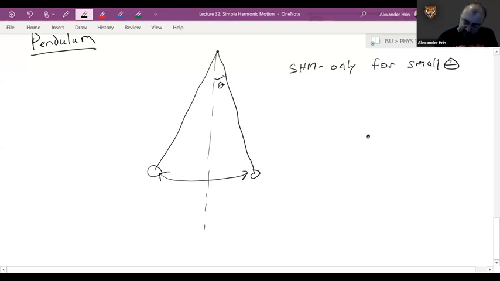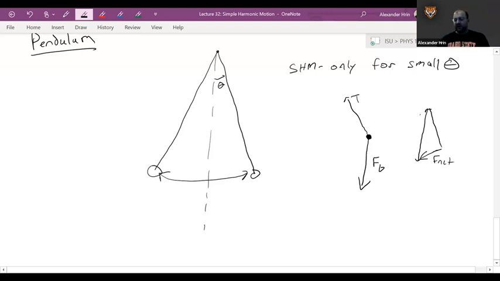Ultimately, if we were to do a free body diagram of this block, we would have our force of gravity, and then we'd have our tension force. The net force, F net, is basically just opposite the direction of the way the thing was displaced, just like it was for simple harmonic motion, or for the mass on a spring. So F net is opposite the direction of displacement.